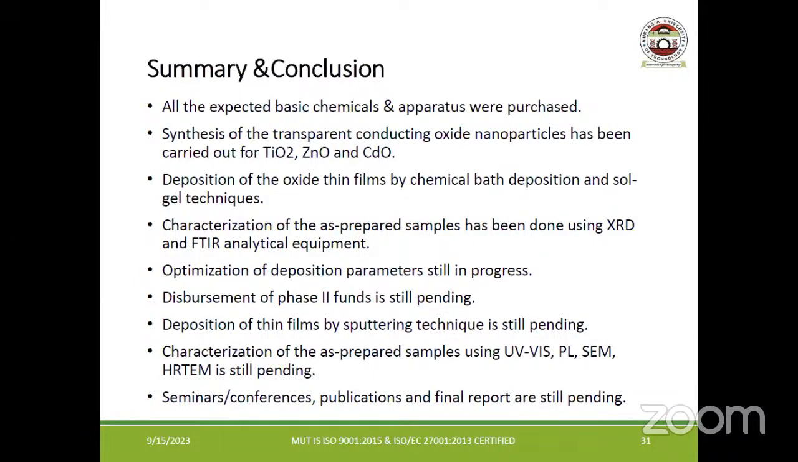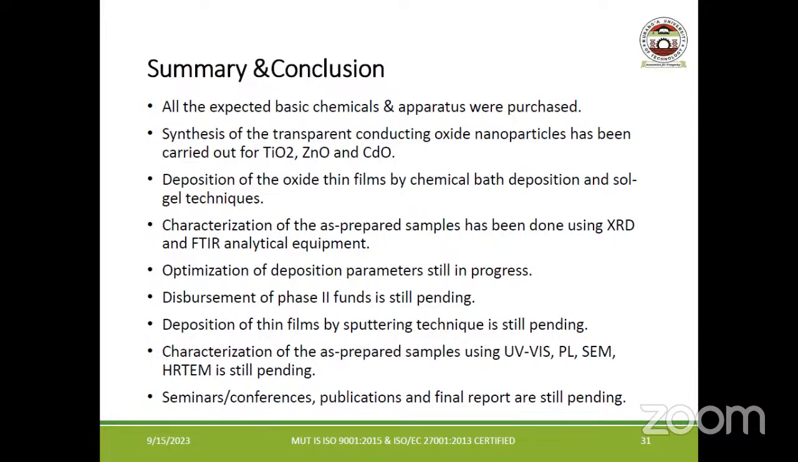For example, we still have UV-Vis analysis, that is ultraviolet visible spectroscopy. This will help us to identify the electronic properties of the material. We also have the photoluminescence spectroscopy, which will help us to identify the emissions and the absorption capability of our material. We'll also need to find out the morphology of our material using SEM, that is scanning electron microscope, and high resolution TEM, that is high resolution transmission electron microscope.